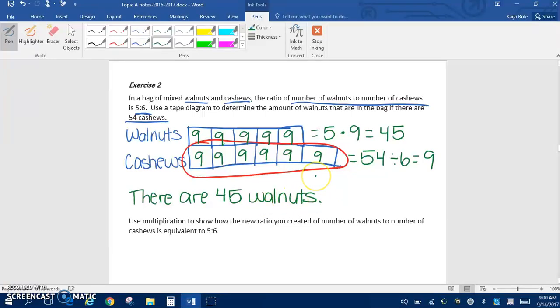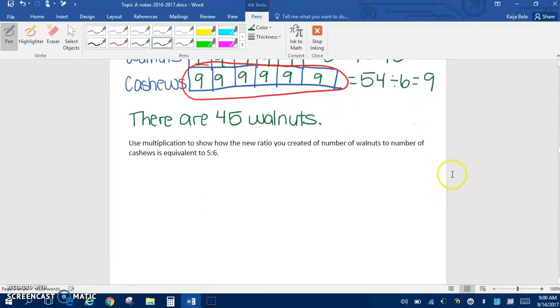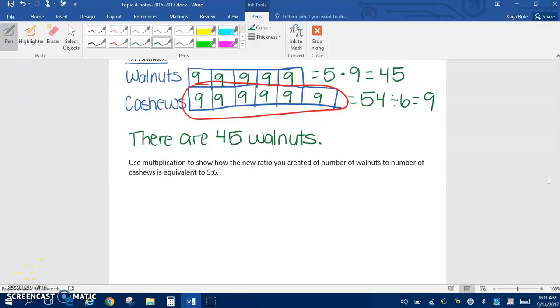Alright, so kind of similar to what we've been doing. The next question is kind of new. So now it says use multiplication to show how the new ratio you created of number of walnuts to number of cashews is equivalent to 5 to 6. Alright, so the first part that's important here is to first write down the ratio they gave us, which we know from up above is 5 to 6. So now we have to show how the new ratio we have is equivalent to the first one.